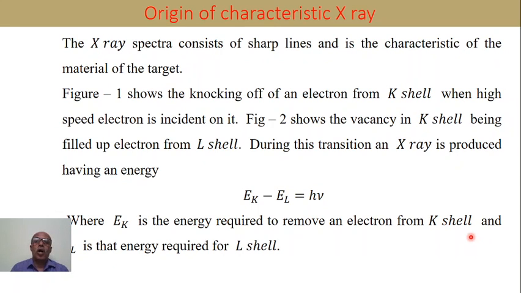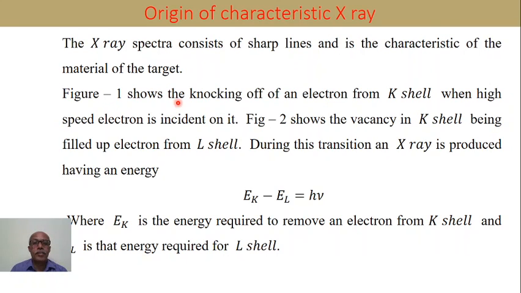Now coming to the origin of a characteristic X-ray. X-ray spectra will consist of sharp lines, and these sharp lines are the characteristics of the material of the target. Targets made of different materials will have different numbers of sharp lines placed at different positions.